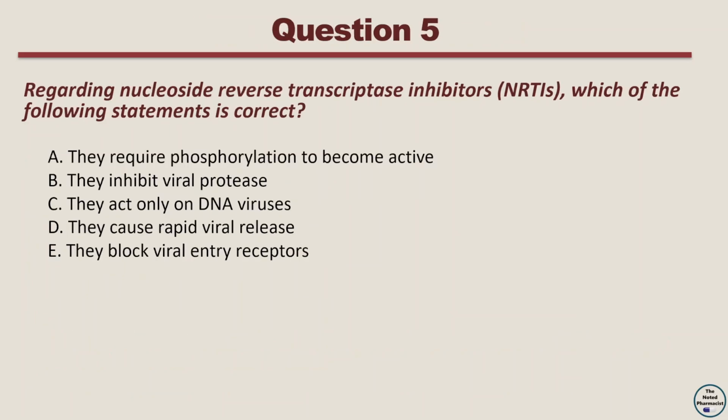Question 5. Regarding nucleoside reverse transcriptase inhibitors, NRTIs, which of the following statements is correct? Option A, they require phosphorylation to become active. Option B, they inhibit viral protease. Option C, they act only on DNA viruses. Option D, they cause rapid viral release. Option E, they block viral entry receptors.